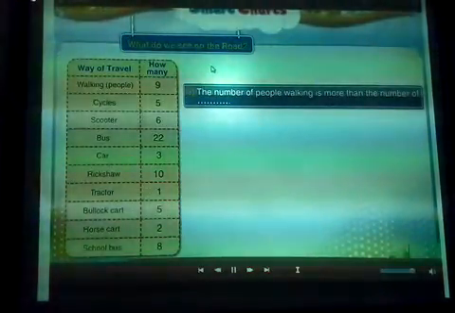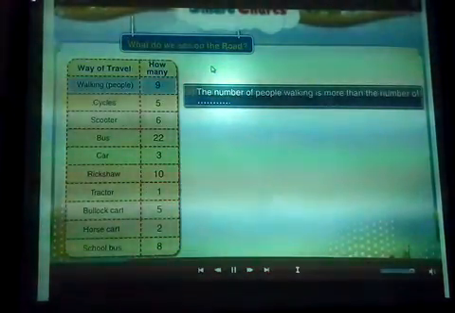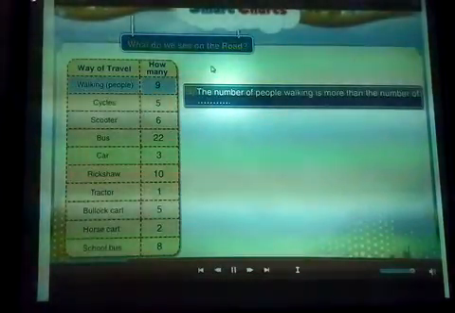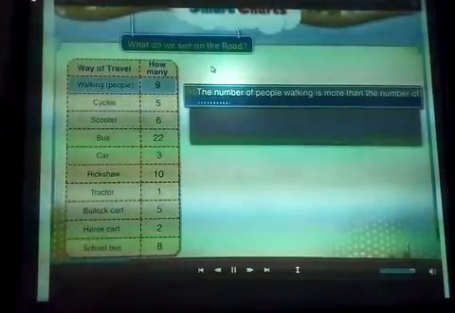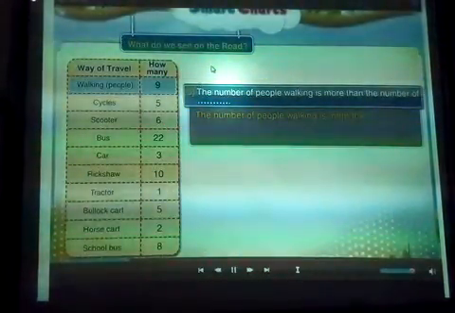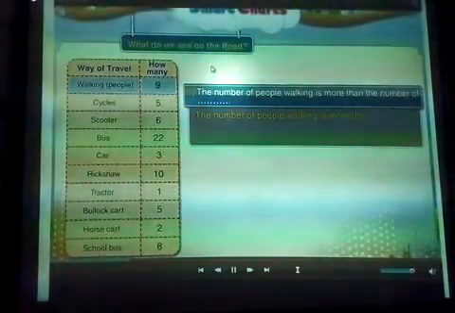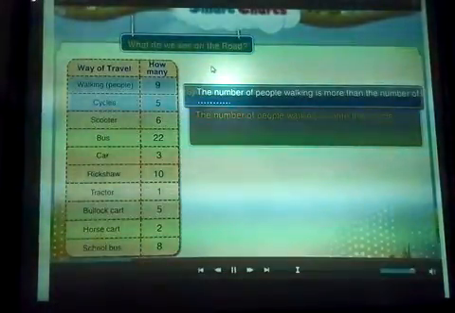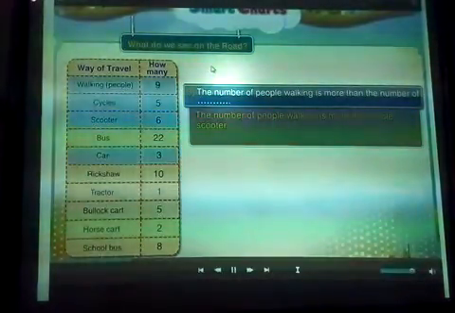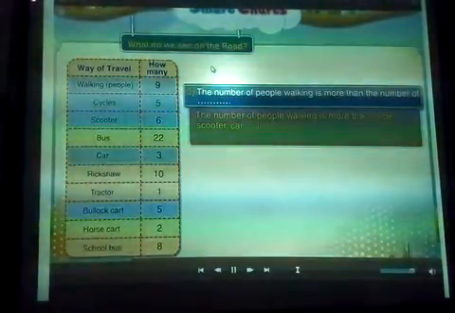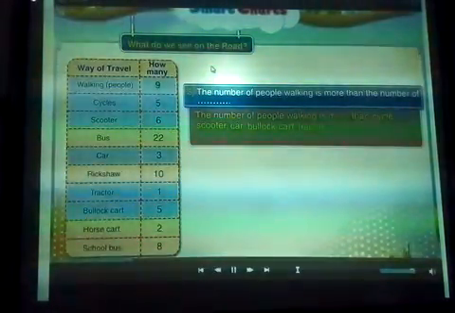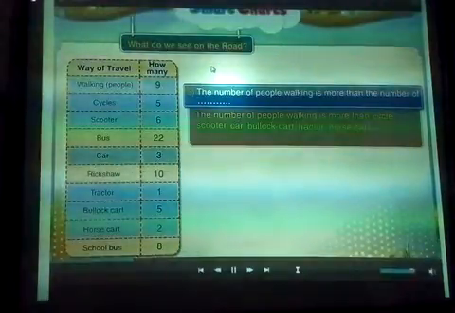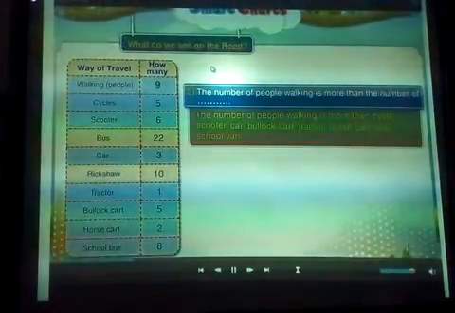3. The number of people walking is more than the number of dash. The number of people walking is more than cycle, scooter, car, bullock cart, tractor, horse cart and school van.